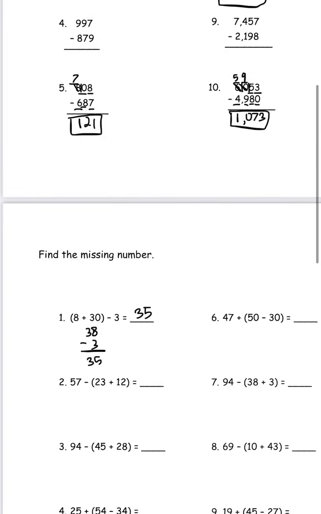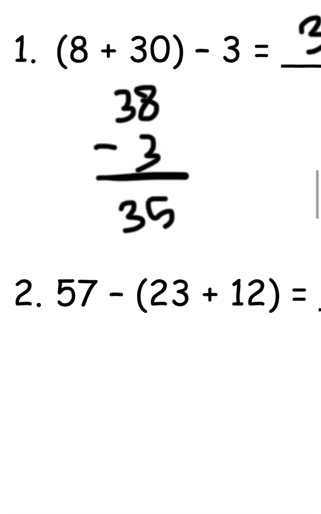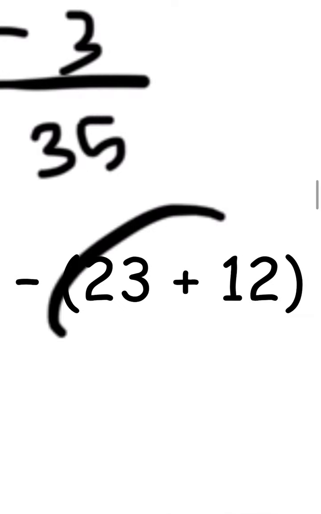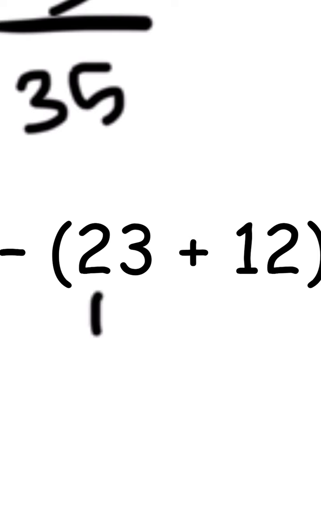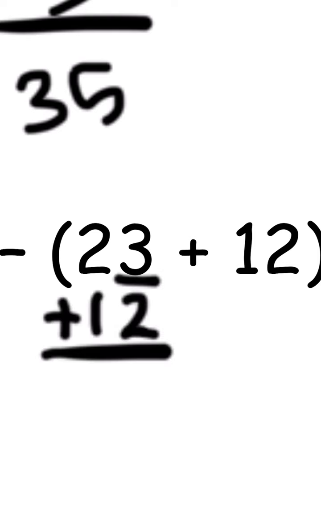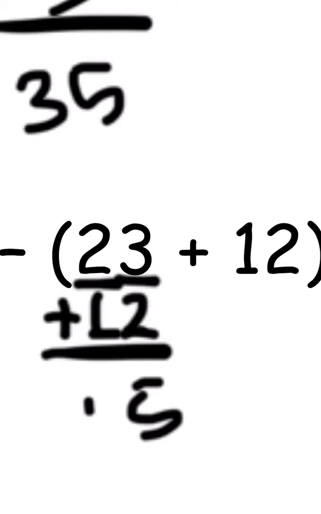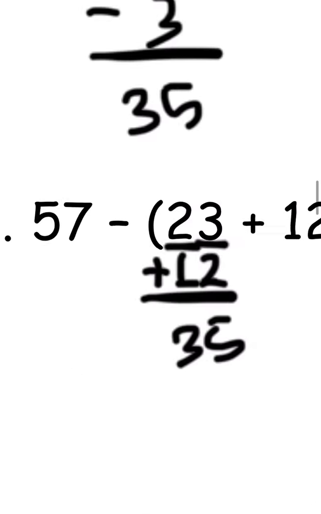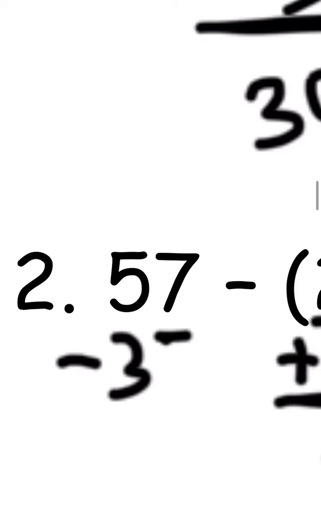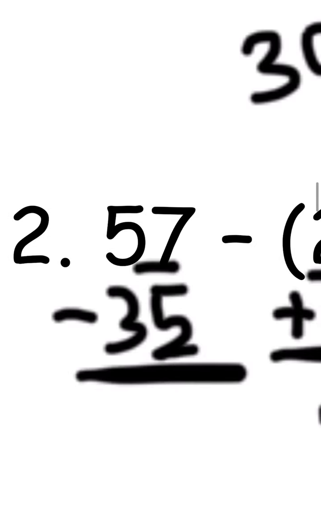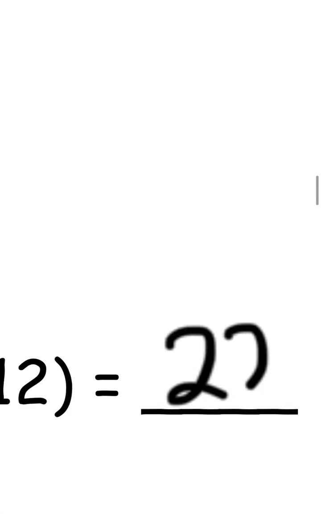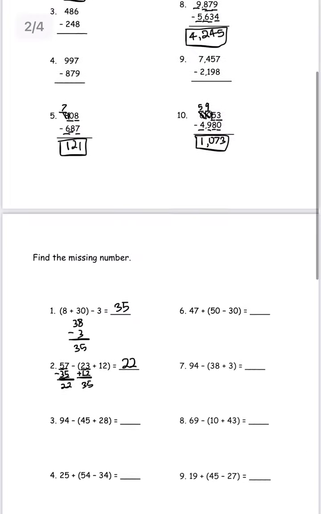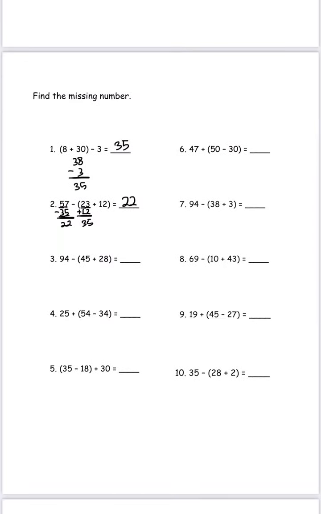Let's look at number 2. So for number 2, it says 57 minus parentheses 23 plus 12. So we need to first look at the numbers that are inside the parentheses. So we need to add them together. 3 plus 2 is 5, and 2 plus 1 is 3. So we have 35, and now we need to subtract 35 from 57. So 7 minus 5 is 2, and 5 minus 3 is also 2, so 22 is the answer for number 2. Let's move on to the next page.